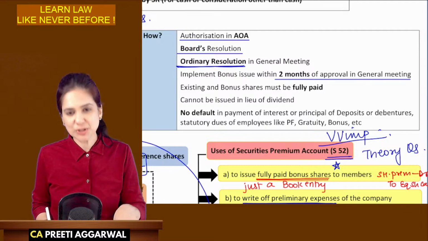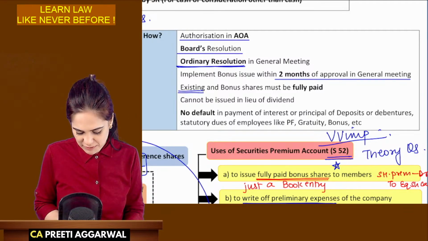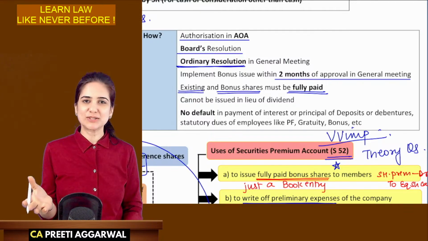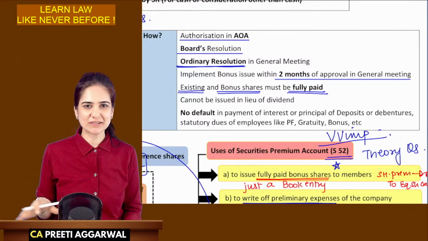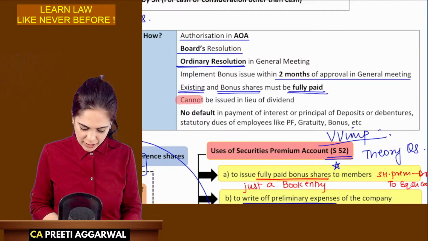The existing shares as well as the bonus shares must be fully paid up. The existing shares must be fully paid up, and the bonus shares must also be fully paid up. These are free shares. You cannot expect people to give you something in return. So these are fully paid up shares. They cannot be issued in lieu of dividend.